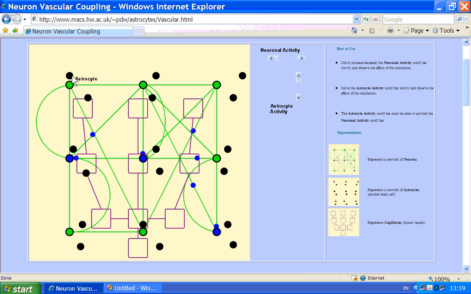Next to the neurons you have astrocytes. That's the black dots. All the black dots are astrocytes. Every neuron is surrounded by astrocytes.